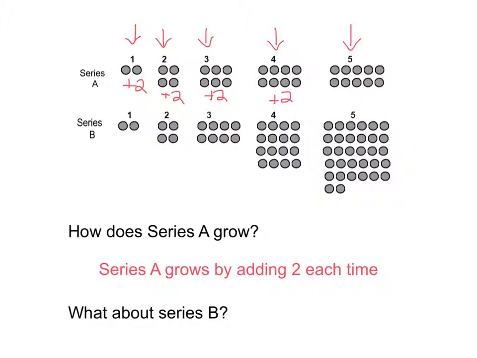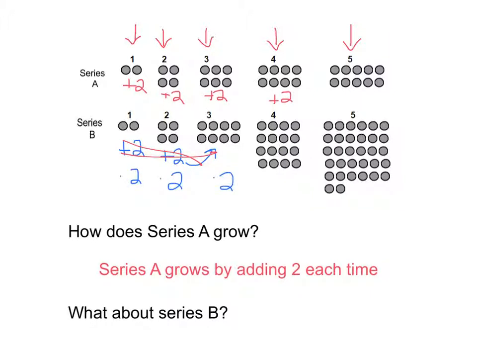Series B grows in a slightly different pattern. It starts off with that same plus 2, but we can quickly see as we move from 2 to 3 that adding 2 stops working. So we can go ahead and cross it out. It doesn't work. The other way to move in Series B is to multiply by 2.